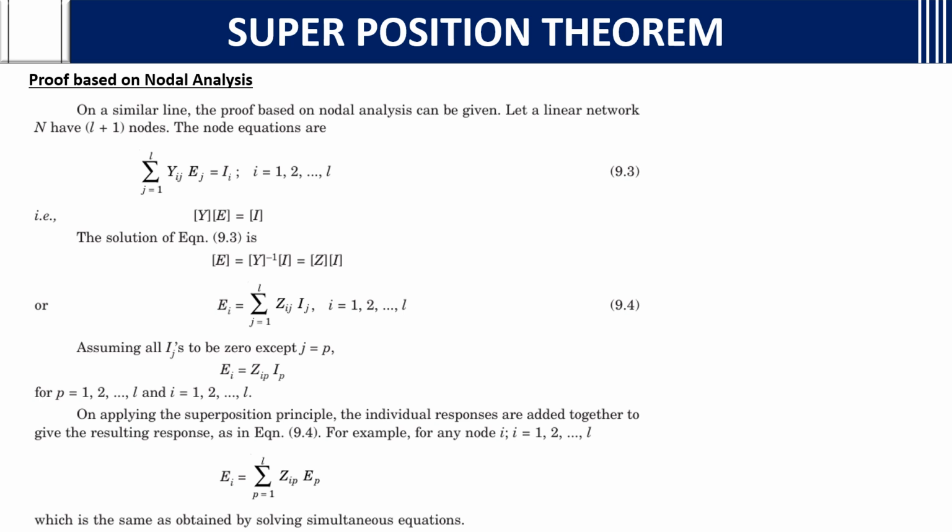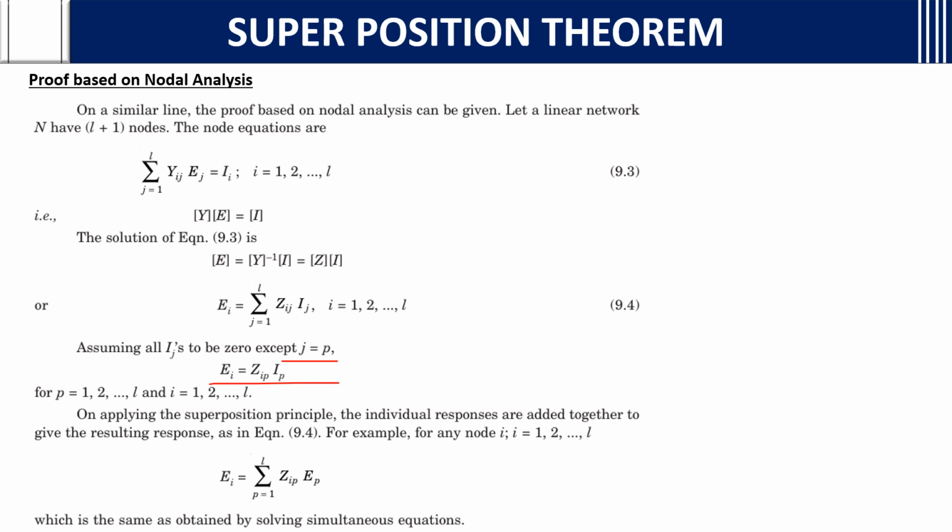Nodal analysis will be in the form V equals Zᵢⱼ Iⱼ. Here we have current sources, since nodal analysis is based on current. There we took Eⱼ because mesh analysis is based on voltages. Nodal analysis is based on the current passing through. So all the current sources Iⱼ are made 0 except one current source. Here, one current source is kept active every time, the other current sources are made 0, and we will see the effect on the voltage.